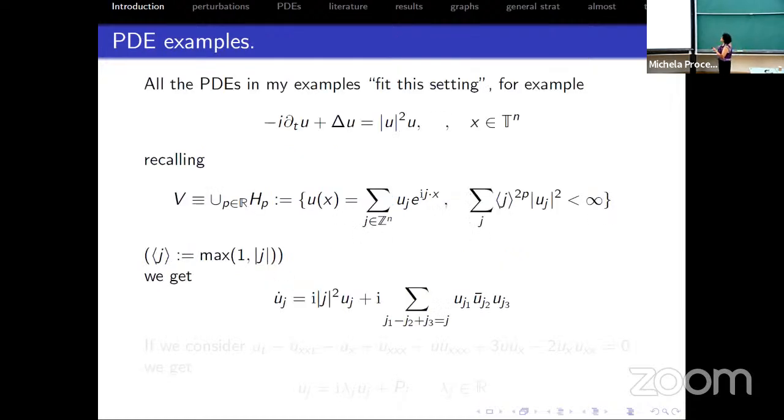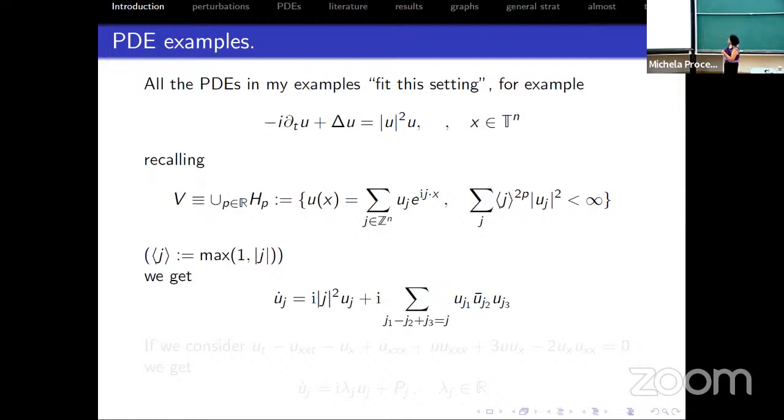So let's try our example. My favorite example is always the NLS, so be warned. Take the cubic NLS on T^n. What I'm going to do is pass to Fourier coefficients, because then I will have an infinite dimensional dynamical system on a sequence space, which I like a lot. So what I'm taking as phase space is the union of the Sobolev spaces. I take my function of x, which is 2π periodic in each variable, and I write it in Fourier. The Fourier indexes are in Z^n.